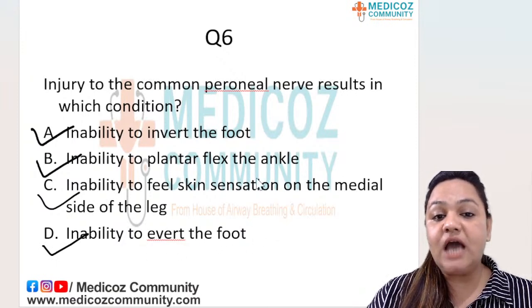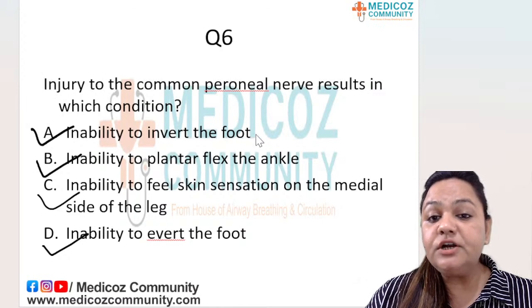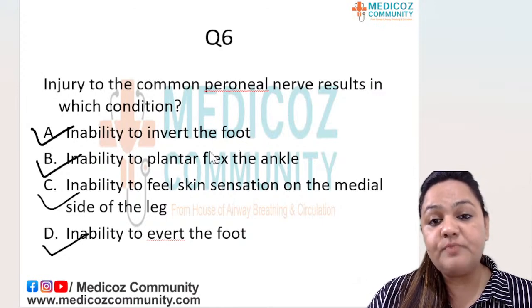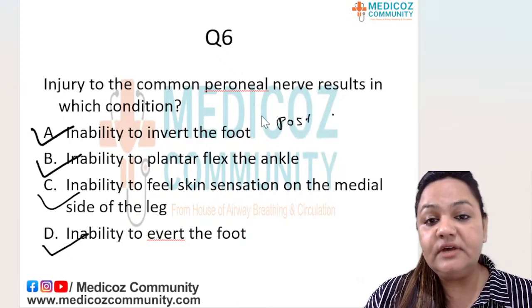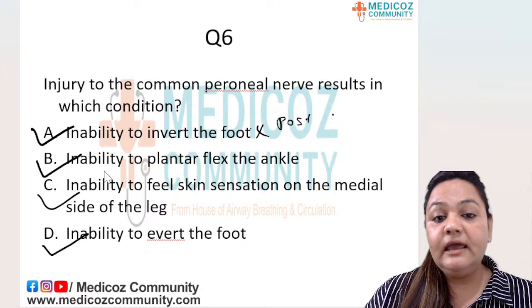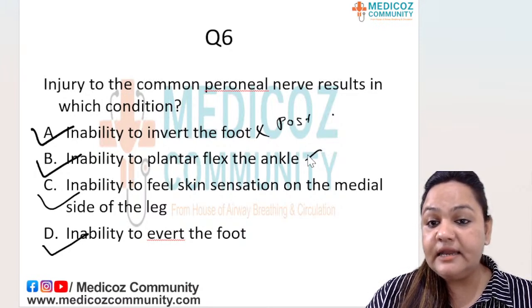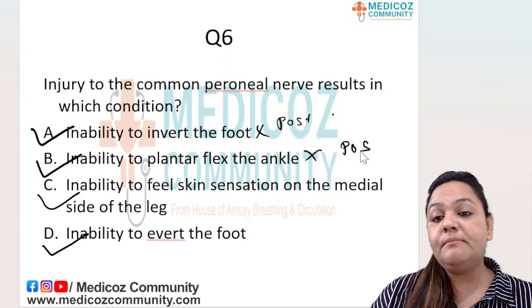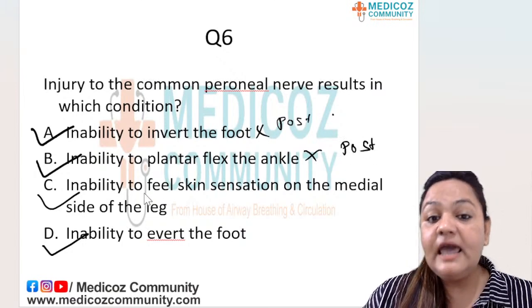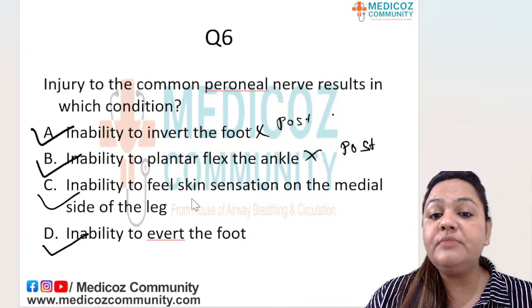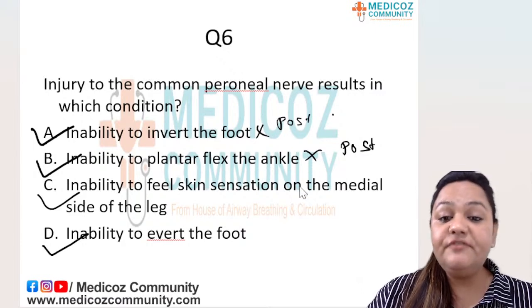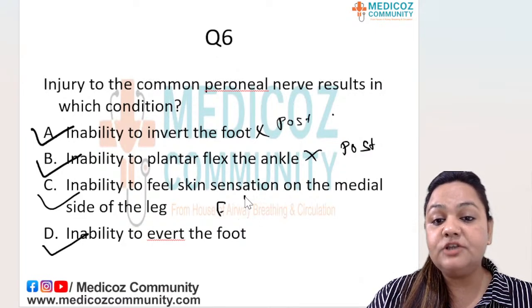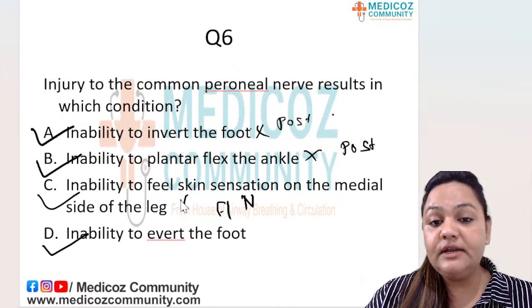Okay, what can be the answer here? Inability to invert the foot. Foot inversion is caused by the muscles of the posterior compartment of the leg, which is supplied by the tibial nerve. So it cannot be the answer here. Inability to plantar flex the ankle, again, is done by the muscles of the posterior compartment, so it cannot be the answer here. Inability to feel skin sensation on the medial side of the leg. The skin over the medial side of the leg is supplied by the saphenous nerve, and the saphenous nerve is a branch of the femoral nerve. Okay, so it cannot be the answer.